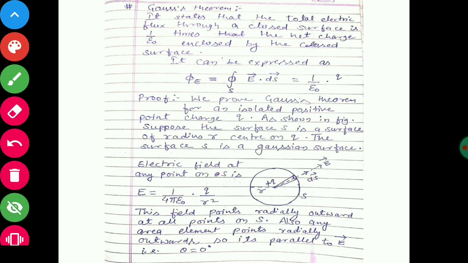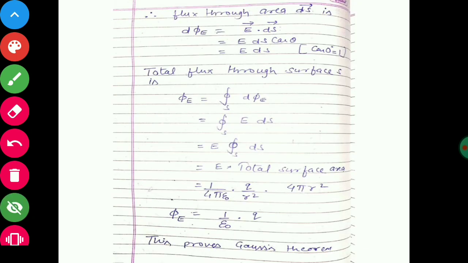This field points radially outward. Why is it outward? Due to the positive charge. If at the center we put a negative charge, then it is radially inward at all points on S. Also, any area element points radially outwards. For that small surface, it is also radially outward. So the ds vector element and the electric field are parallel to each other, so the angle between them is 0 degree. Now we are calculating the flux through area ds vector.